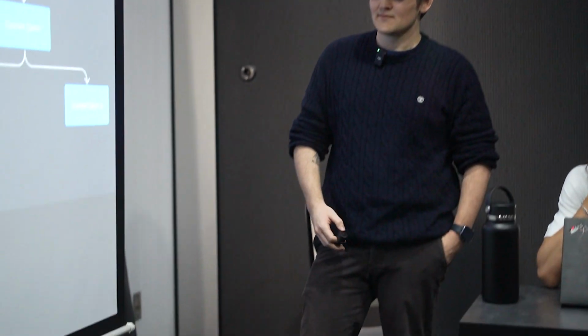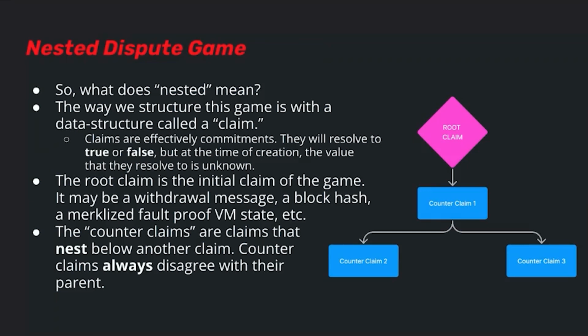The root claim is the initial claim of the game. It may be a withdrawal message, a block hash, a Merkle fault-proof VM state, etc. We can plug pretty much anything in here. And then the counterclaims have this property that they nest below another claim, but they also always disagree with their parent. If you agreed with the root claim, you wouldn't want to counter it, because you agree with it and it's the claim that you would have made if that claim didn't already exist.